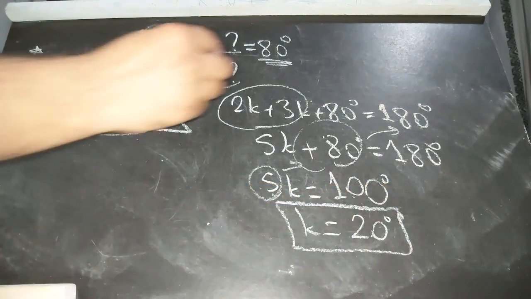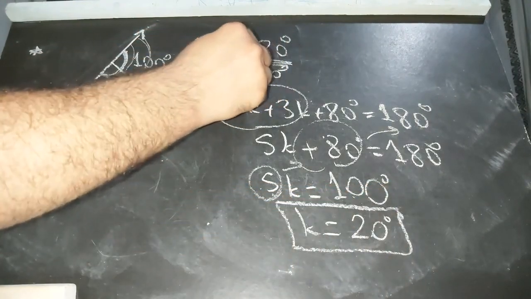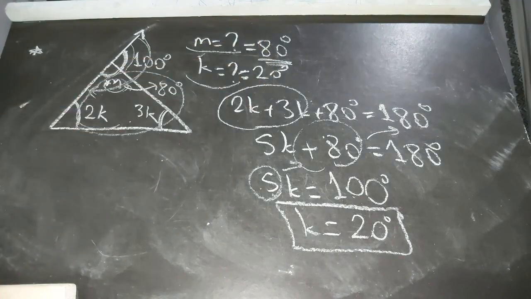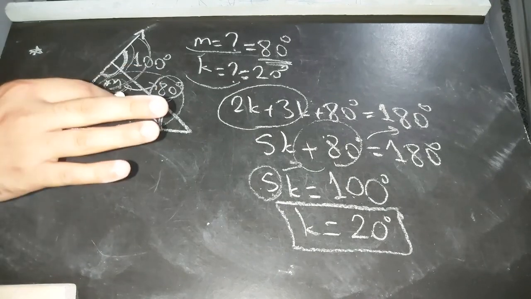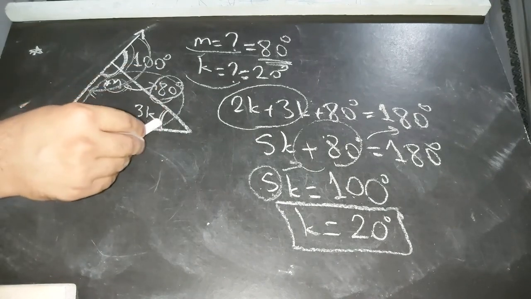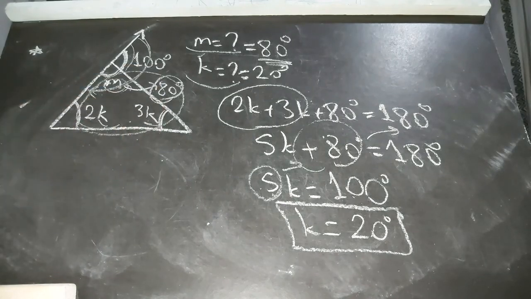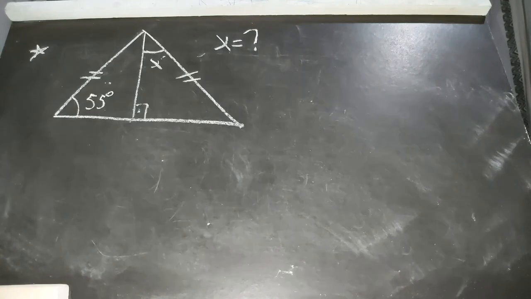Right, 20 degrees. So my other method is that we are going to subtract this 80 from 180, will get 100, and divide by 2k plus 3k, which is 5k, 5, and you are going to find the value of k. Right, so let's pass to the next question.